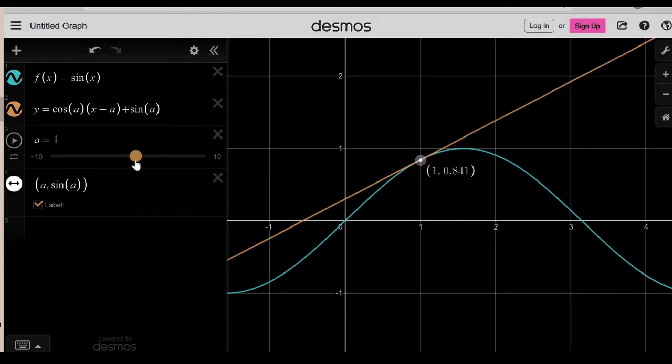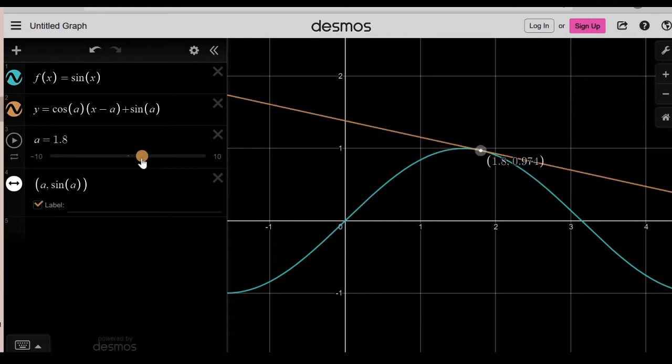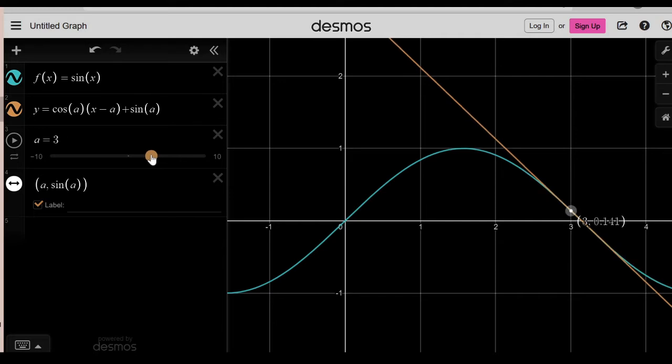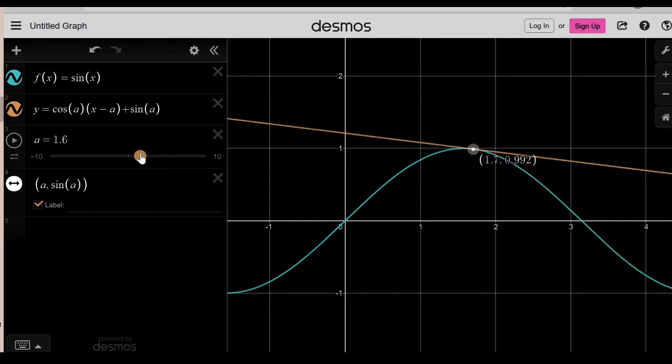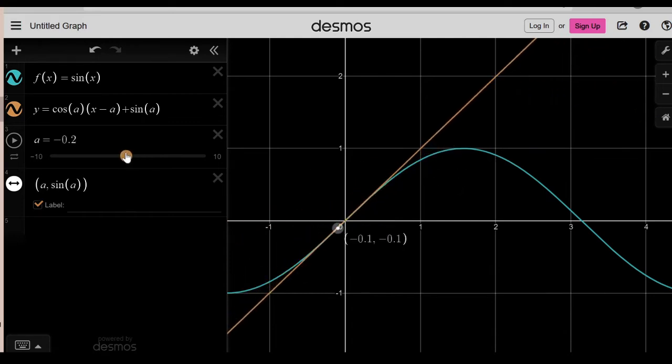Now, depending on where you decide to anchor or position your tangent line, the slope of the tangent line can vary. So I've just set up a quick slider here so that you can see that as the point at which we attach the line to the graph changes, the slope of the tangent line also changes, so that the slope of the tangent line will always be an exact match to the slope of the graph itself.